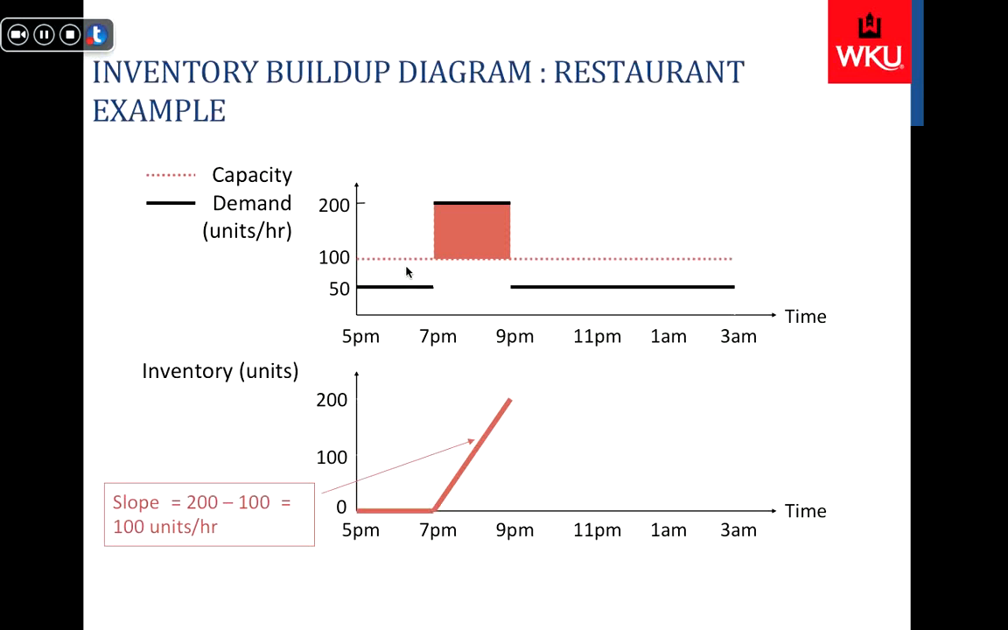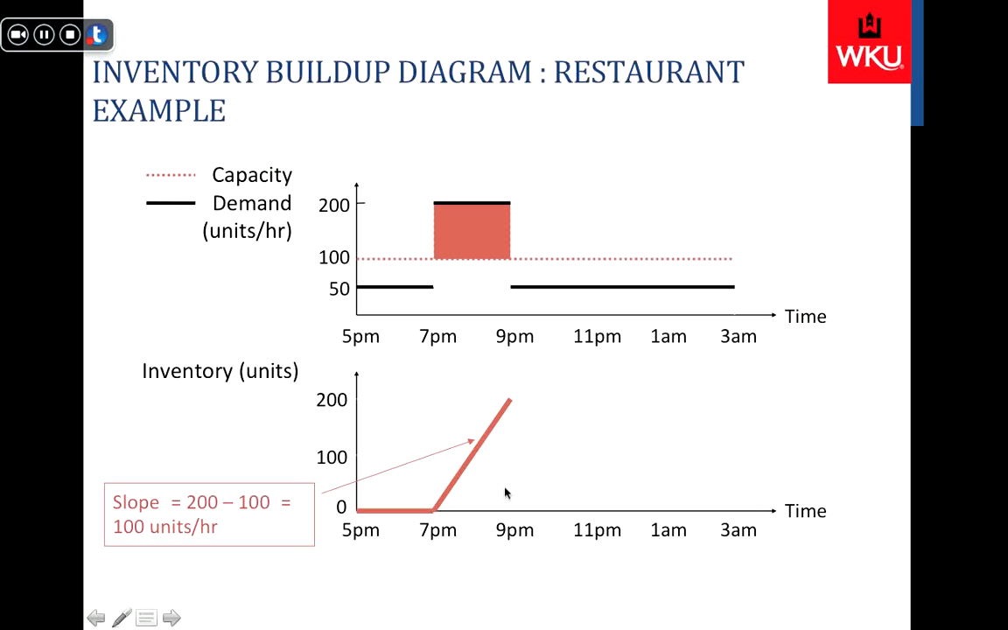If we are making 100 customers wait for 1 hour, how many customers will be waiting at the end of 9 p.m., at the end of 2 hours? For 1 hour, we have 100. For 2 hours, it's going to be 100 times 2, which is 200. So we have 200 customers waiting as an inventory at the end of 9 p.m.